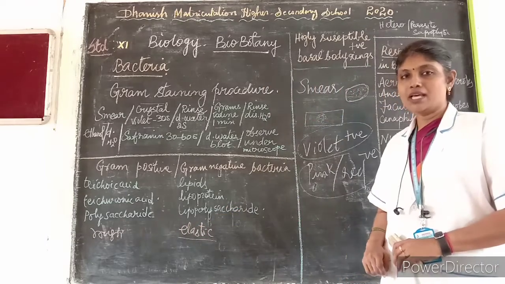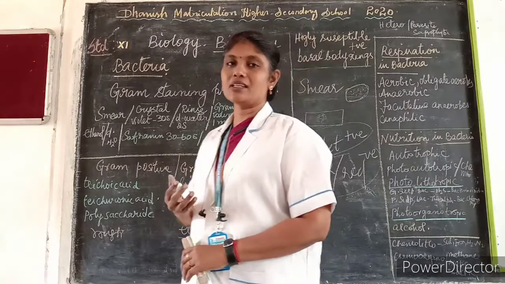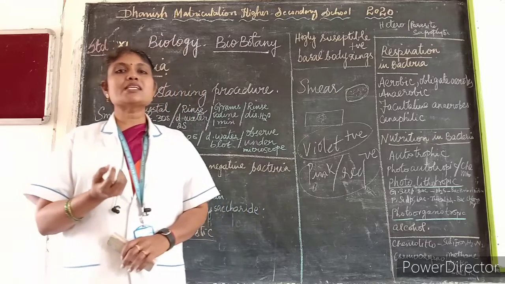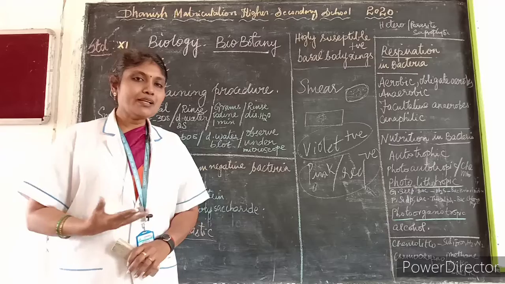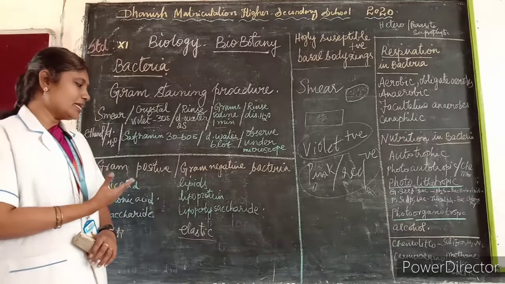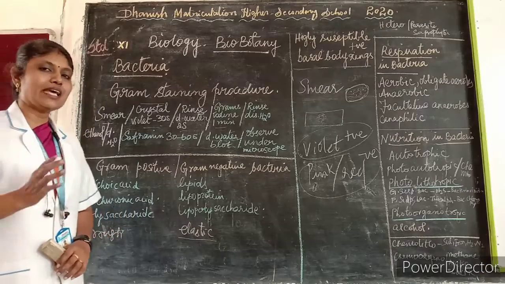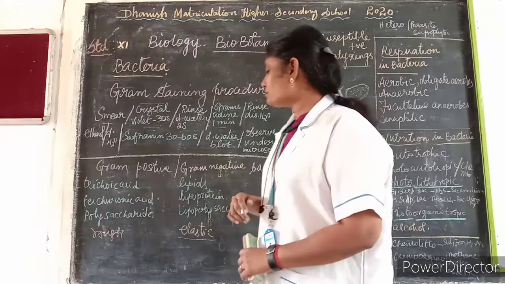bacterial cell wall. This elastic nature does not hold the violet stain. It is not able to hold it. It just leaves it outside because of the presence of these lipids, lipoprotein, and lipopolysaccharides, so it appears pink or red in color.